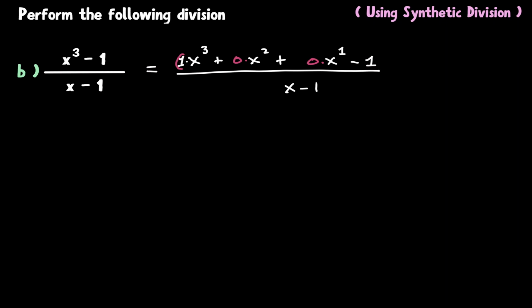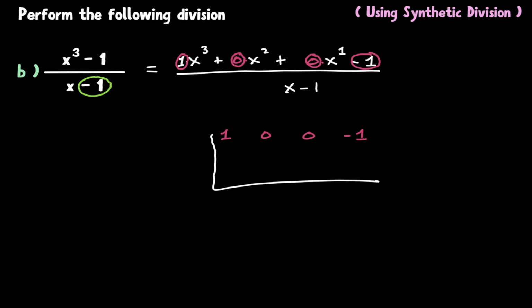Let's get all those coefficients in front of those variables, 1 followed by 0, 0, and then finish it up with -1. And let's put them down inside of an upside down box. And on the outside, let's put the opposite of what we have on the denominator. On the denominator, we have -1. Well, let's place a +1 on the outside. And we are done with our setup.